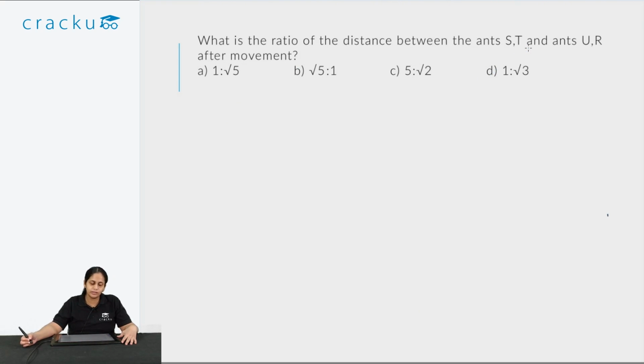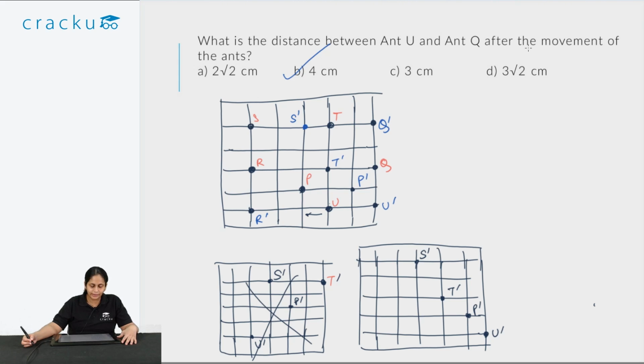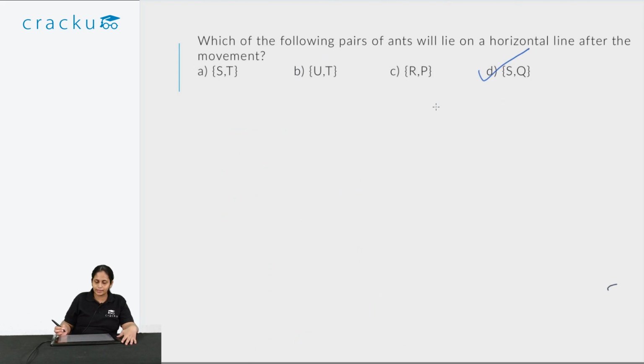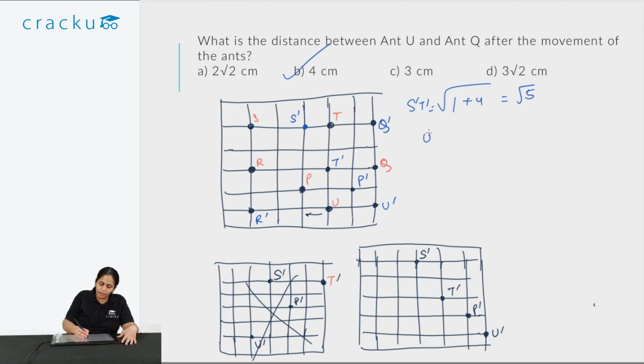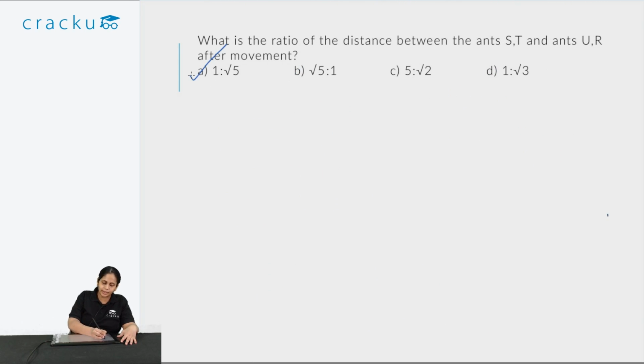Now, let's take a look at the next question. What is the ratio of the distance between the ants S, T and ants U, R after the movement? So, what is the distance between S and T after the movement? This is 1 plus, so square root of 1 plus 4, so that is root 5, that is S dash T dash. And the second one is U dash R dash. How much is U dash R dash? This is U, this is R. So that is the integral distance, it is 5 centimeters. So the ratio is root 5 is to 5. So that is 1 is to root 5. So the answer is 1 is to root 5, that is option A.